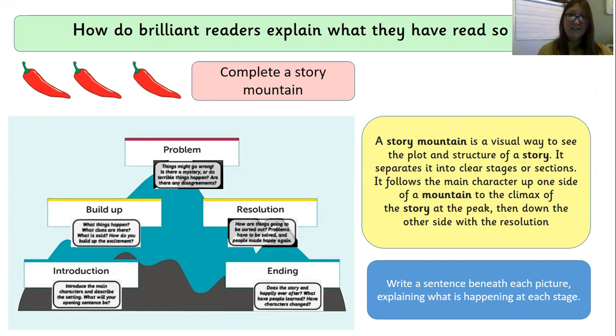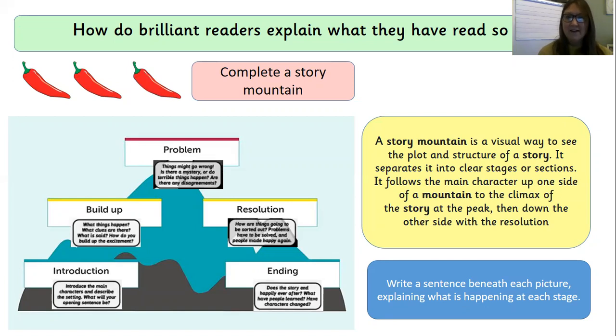At the peak of the mountain, you can see there's the problem. It's all the things that could go wrong. Quite often we think, oh no, what is he or she going to do at this point? It's a very exciting point for the reader. Luckily, as we go down the other side of the mountain, the problem is normally resolved. This means it's fixed or it's sorted out.